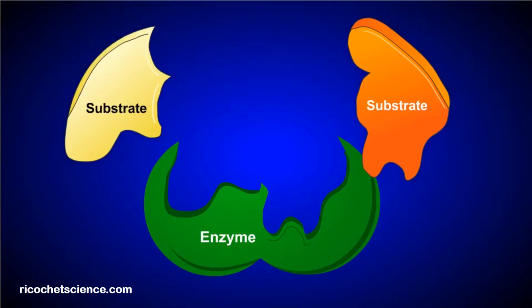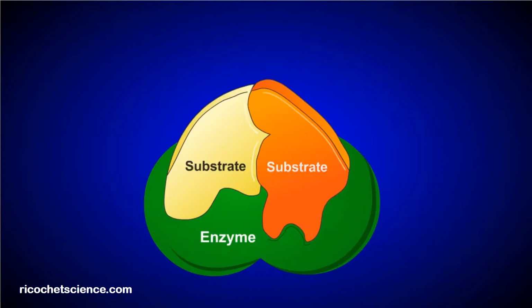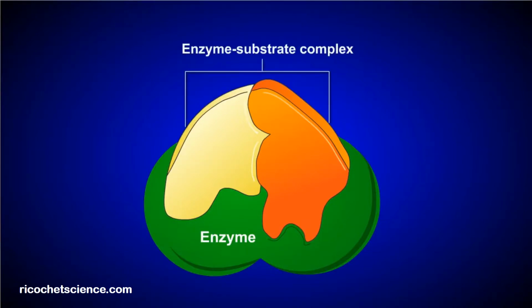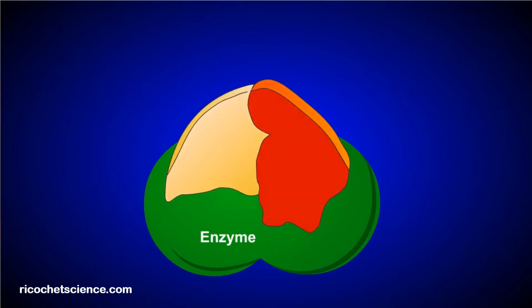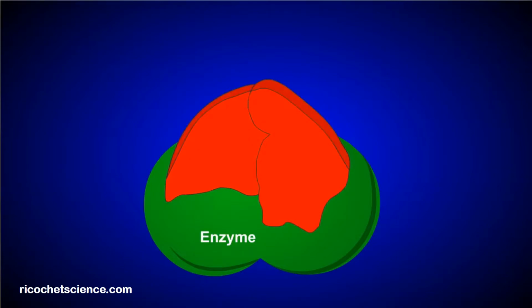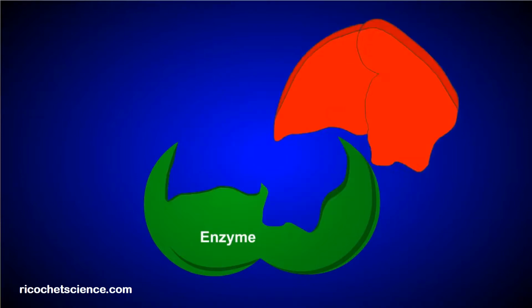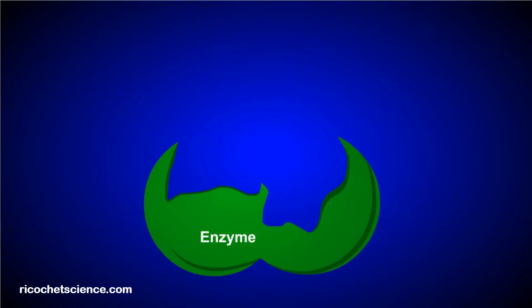Once the substrates bind to the active site, they form what's called an enzyme-substrate complex. As the enzyme and substrates begin to react, some of the chemical bonds in the substrates begin to weaken, causing them to link together. Eventually, the chemical reactions at the active site lead to the formation of a different molecule. This is referred to as the product. Once the reaction has occurred, the product is released from the active site. The enzyme returns to its original state and is free to react again with another set of substrates.